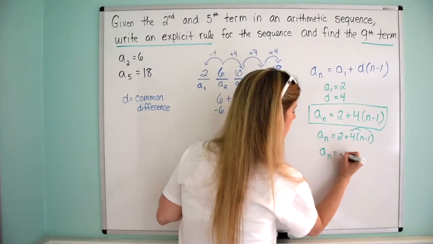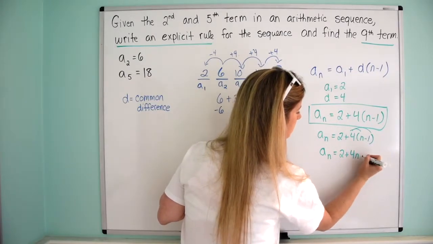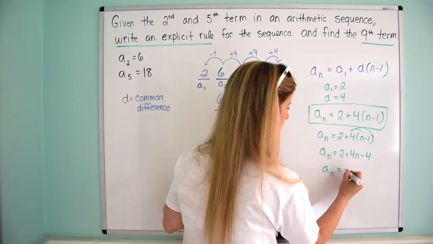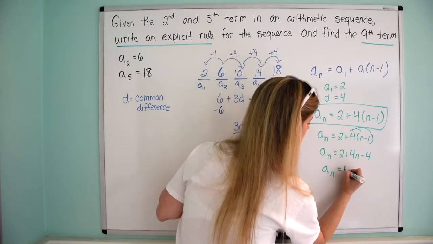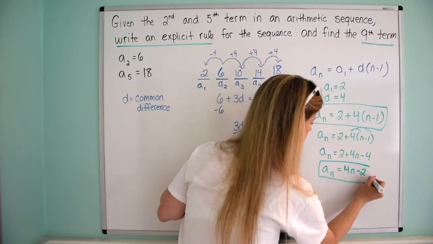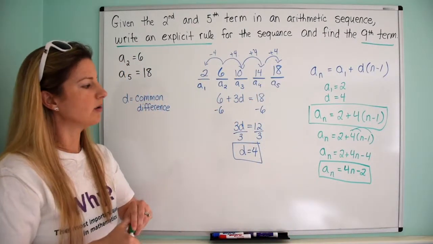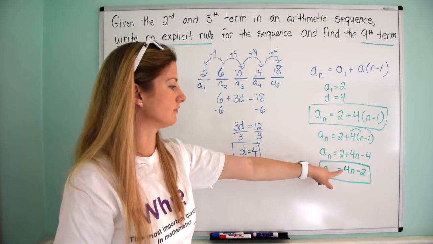A sub n equals 2 plus 4 times n is 4n. 4 times negative 1 is negative 4. So then we get a sub n equals, and then 2 plus negative 4 is going to be negative 2. So we'll start with the 4n minus 2. Boom. Awesome. So now we know that our explicit rule is just a sub n equals 4n minus 2.